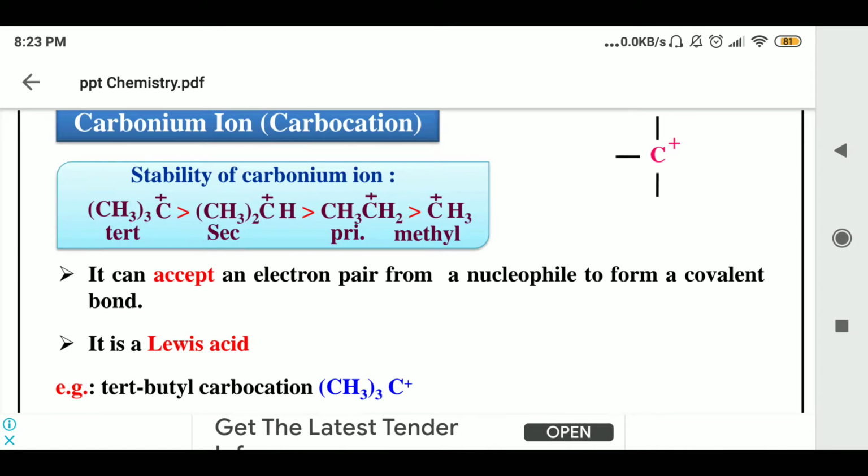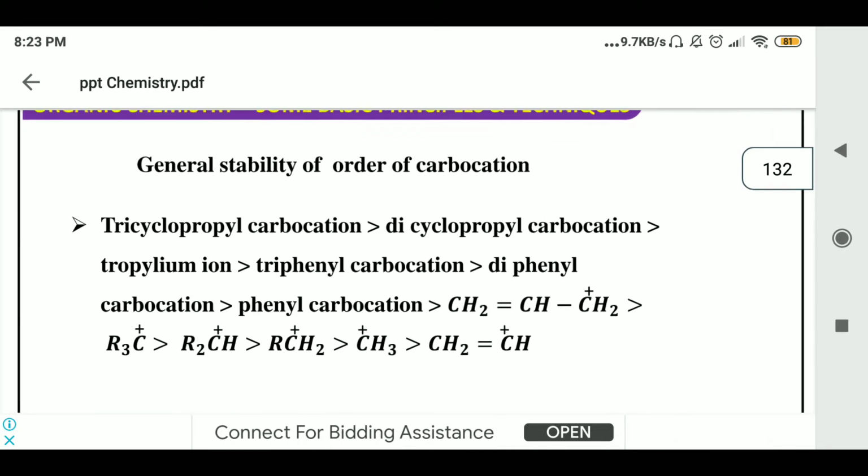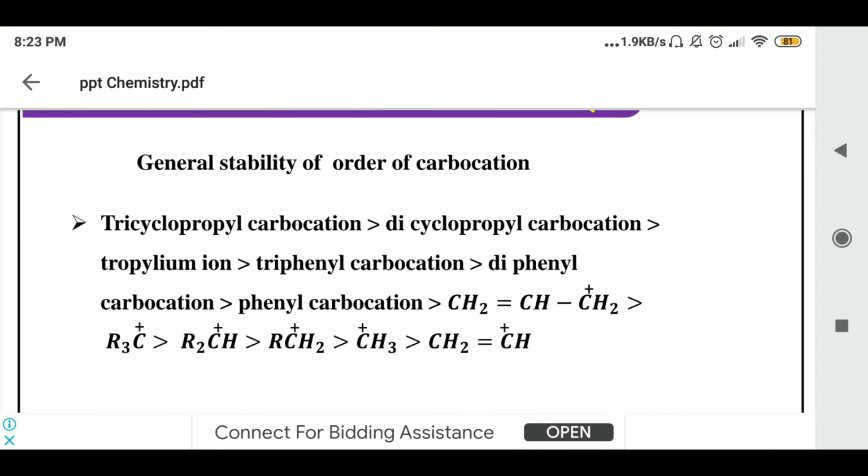And the next point I'm going to discuss, that is it can accept an electron pair from a nucleophile to form a covalent bond, and these are Lewis acids. Because what are Lewis acids? Lewis acids are those acids which can accept the electron pair. Here example is tertiary butyl carbocation. Okay, in this video I have discussed all the topics which I already covered in my last video. So this is kind of a revision.